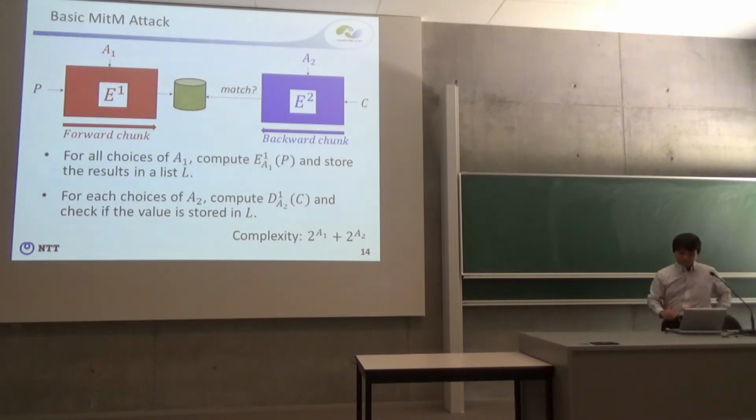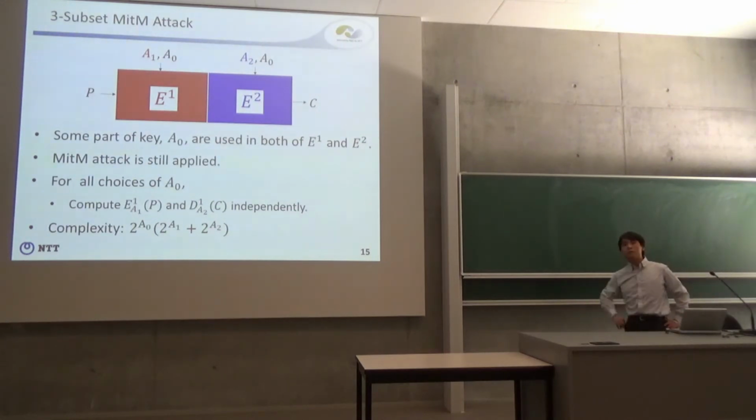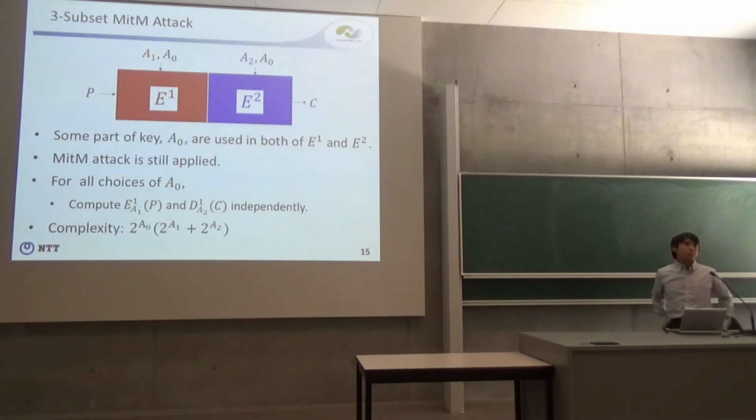But usually the ciphers can't be divided like this. So let's consider the case where the former half and the latter half contain some independent key bits, but also contain some shared key bits, which is A0 in the slides. But still, the meet-in-the-middle attack can be applied.